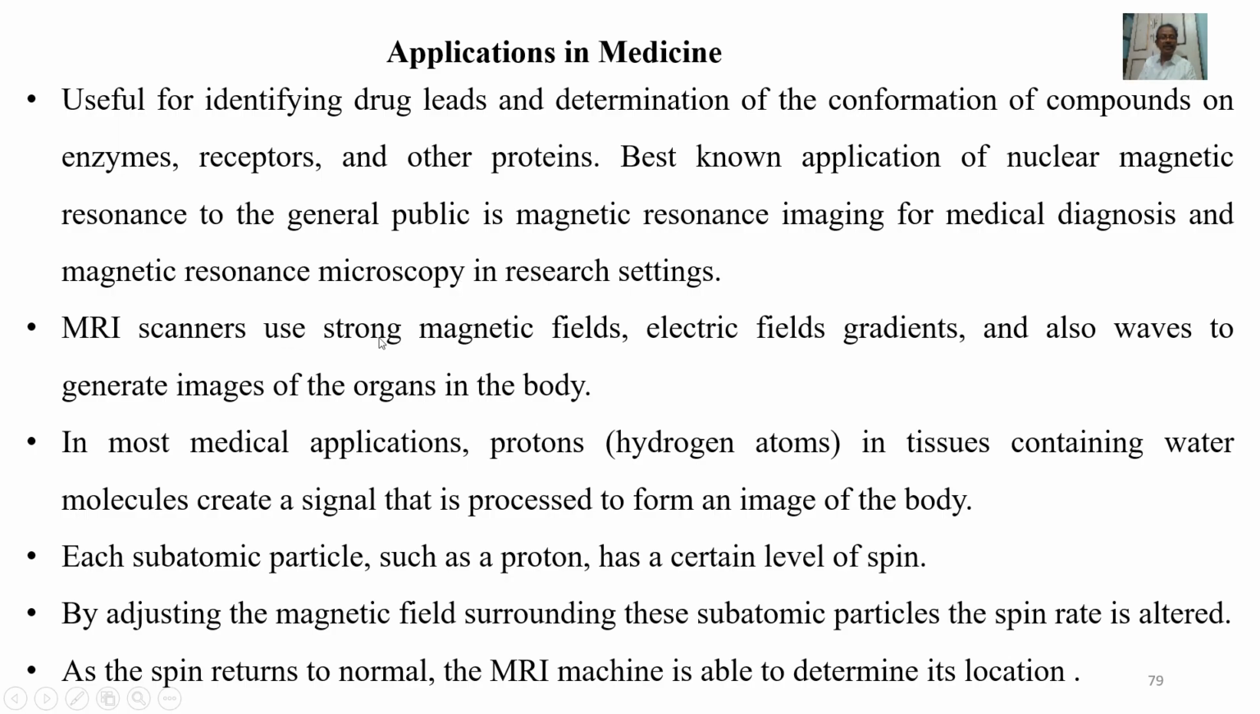MRI scanners use strong magnetic fields, magnetic field gradients, and radio waves to generate images of the organs in the body. In most medical applications, protons, hydrogen atoms in tissues containing water molecules, create a signal that is processed to form an image of the body. Each subatomic particle, such as a proton, has a certain level of spin. By adjusting the magnetic field surrounding these subatomic particles, the spin rate is altered. As the spin returns to normal, the MRI machine is able to determine its location.